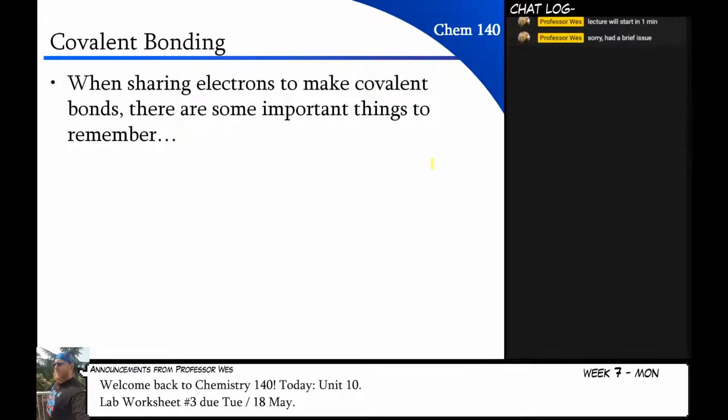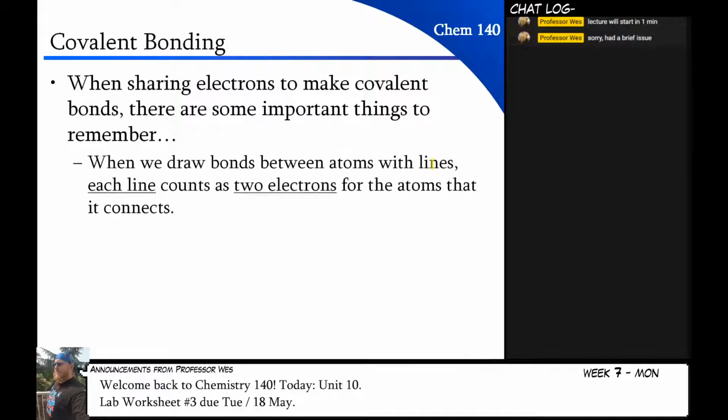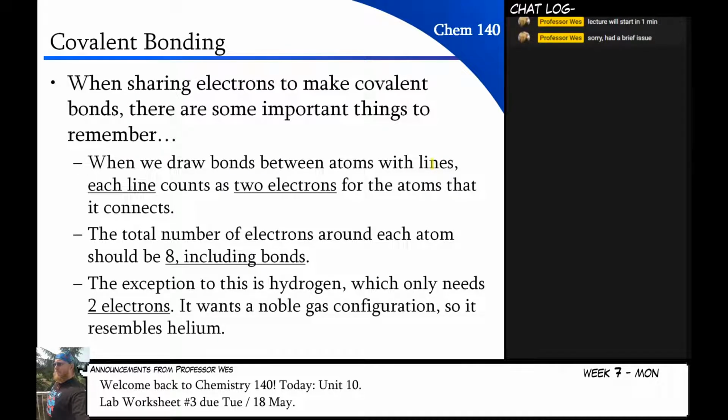Now, when you do covalent bonding with molecules, some things that you want to remember are the following. Every time you draw a line between 2 atoms, the line will count as 2 electrons for each atom it connects. So that's both sides. When we draw lines, I'm going to just designate this as A here. And this will be B.